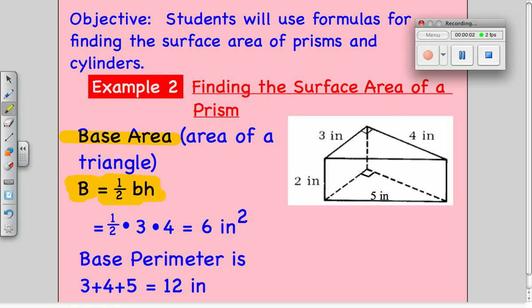Okay, earlier today, you guys found surface area by finding the area of each face and adding it together. So today we're going to do this using a formula, okay? So base area is the area of a triangle. Well, because this is a triangular prism, we're going to find the area of the base first and multiply that times 2.